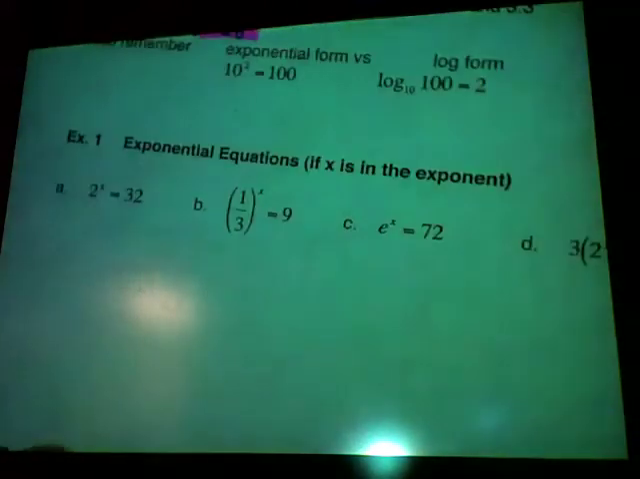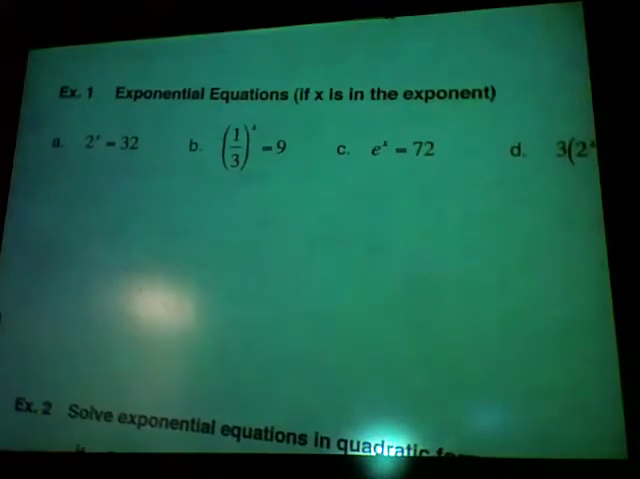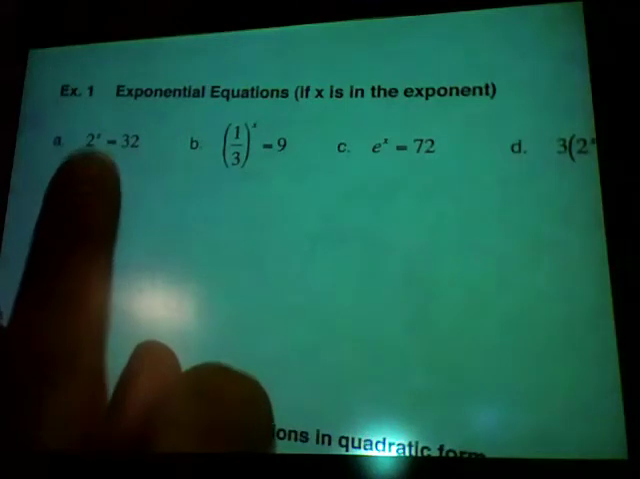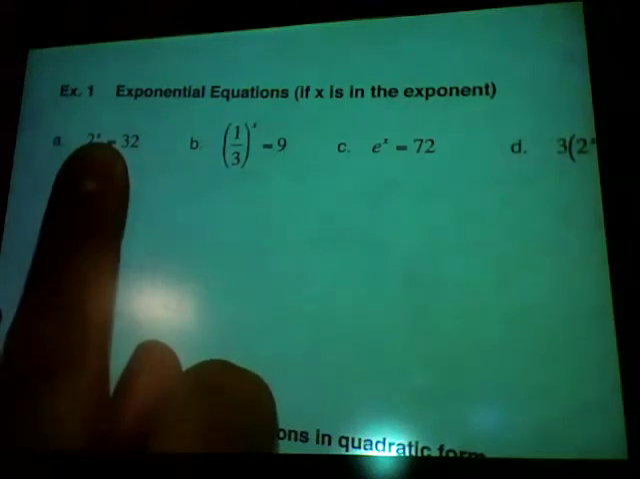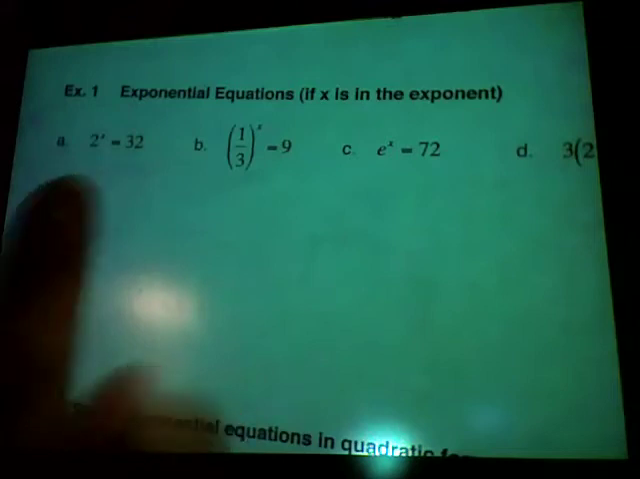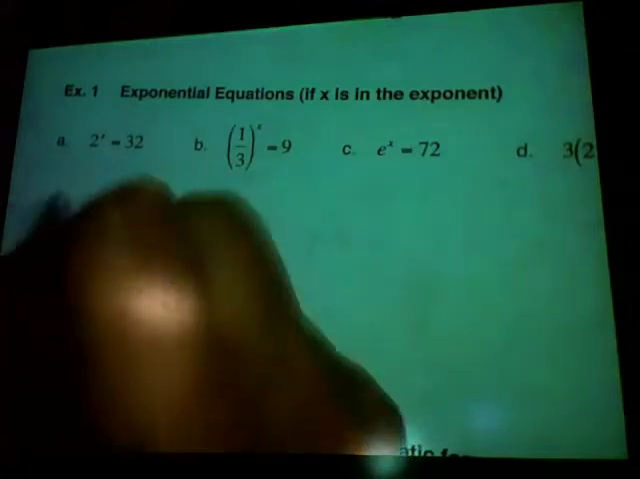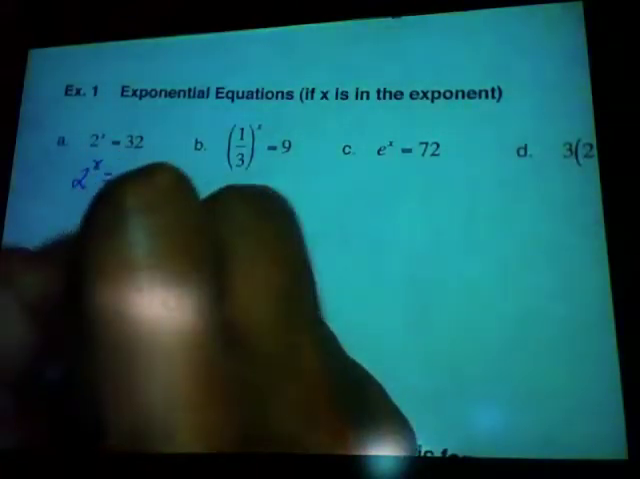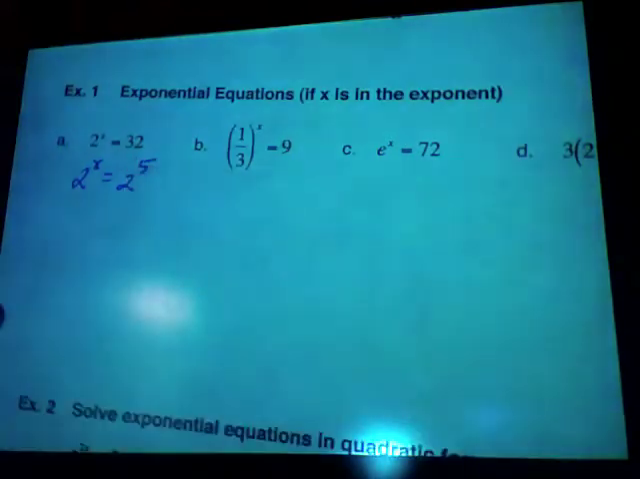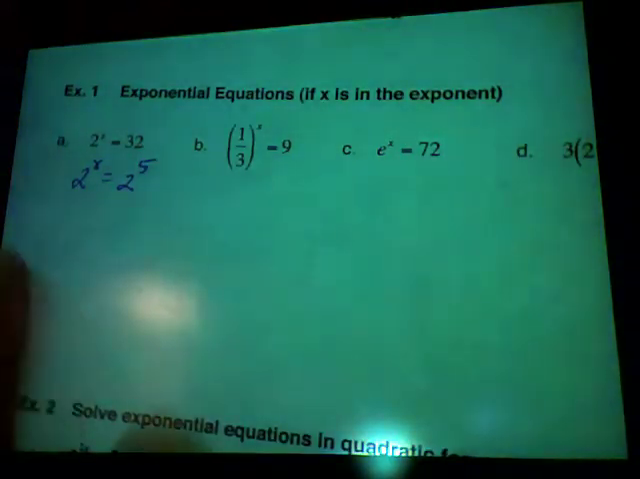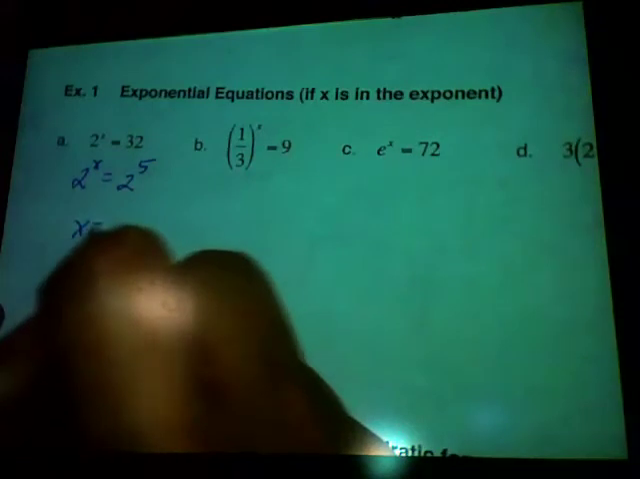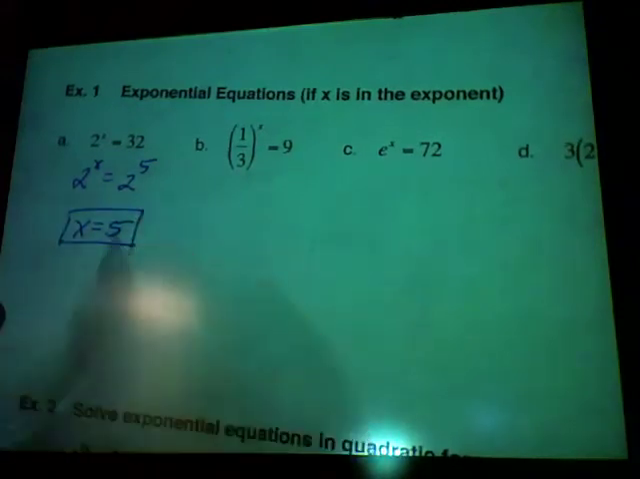All right, so then let's look at example 1. Exponential equations, that means x is in the exponent. So we've got 2 to the x is equal to 32. We've had this before, right? I have a base of 2. My variable is in the exponent. Can I convert 32 to a base of 2? Yes. So 2 to the x is equal to 2 to the what? 2 to the 5th is 32, isn't it? Now that I have the same bases, aren't the exponents the same? So that one was nothing new, right?